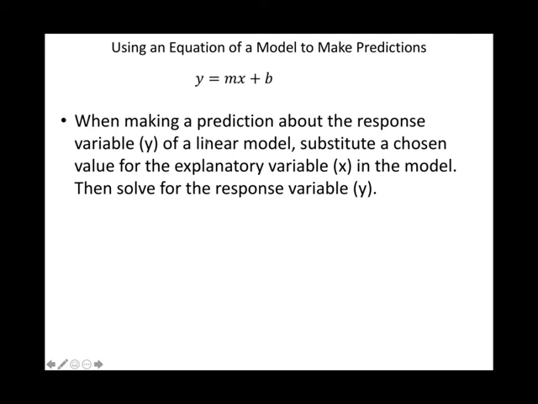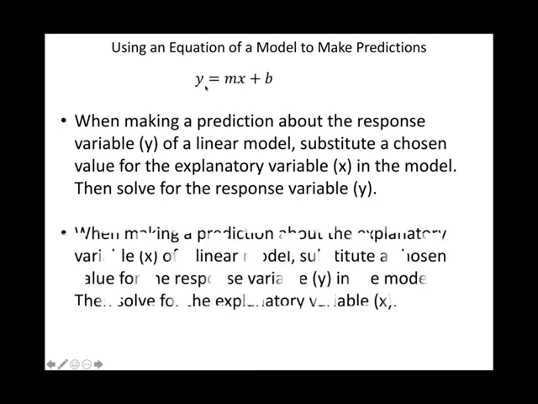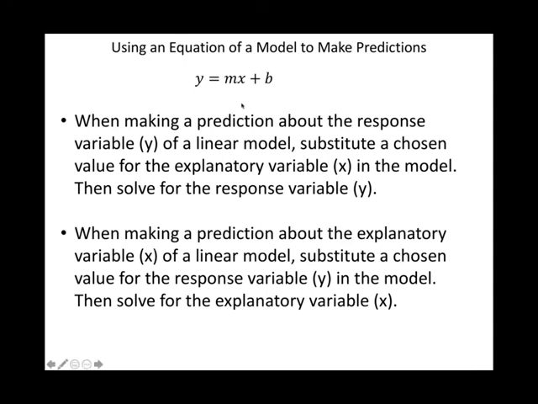So here it says, when making a prediction about the response variable, if you want to find out what your y is, you're going to substitute a chosen value for the explanatory variable. So you plug in for your x and then figure out what your y is. If you want to make a prediction about the explanatory variable, if you want to find out what your x is, you're going to substitute a value for the y and then solve for your x.